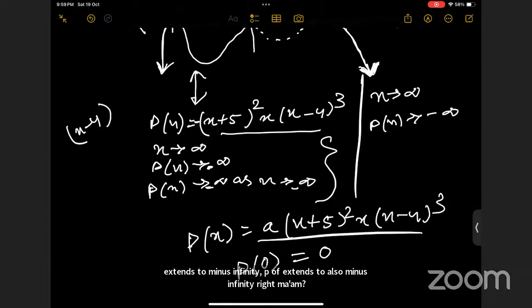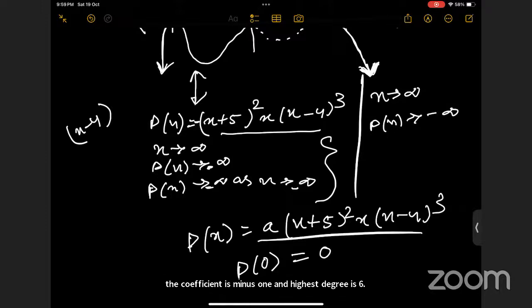Yeah. So here, in a similar way, you just need to calculate the highest degree and the coefficient. The coefficient is -1 and the highest degree is 6, which is even. Now you can match it with the chart, right? I shared a screenshot of the chart in the chat. You can open it, it's easy to understand.